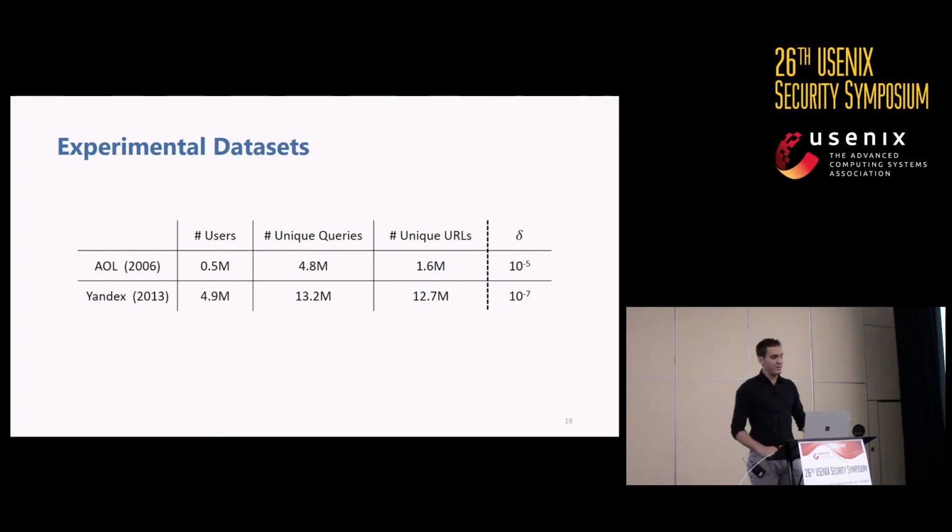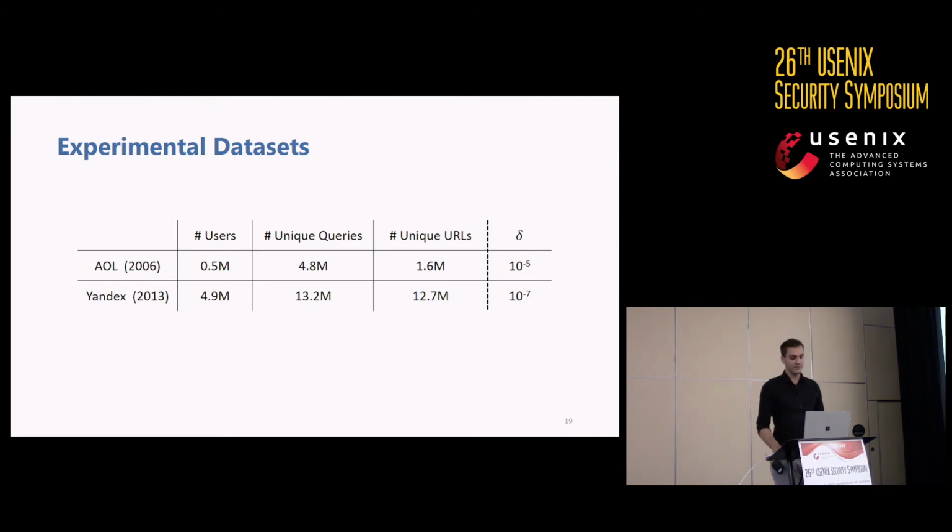To explore this, we applied Blender on two real-world data sets, an AOL data set from 2006 of search log data, and a Yandex search log data set from 2013. These data sets basically contained users' search queries and the corresponding URL that they clicked, so exactly the data that we're operating on. The two data sets differed by about a factor of 10 in the number of users, with AOL having nearly 500,000 users in the data set, and Yandex having nearly 5 million users.